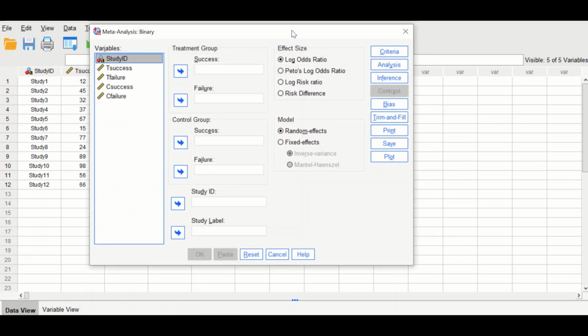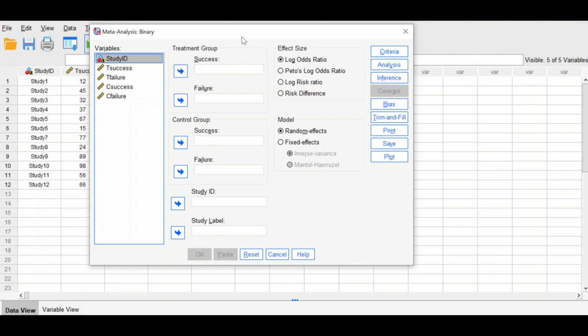Click on that option. A new window will pop up, and as shown here, there are two sections for doing binary meta-analysis: treatment group, intervention group, or exposure group, and a control group or a reference group. And for each group there are two levels or two categories: success and failure. So this is a binary outcome or binary data, sometimes called dichotomous.